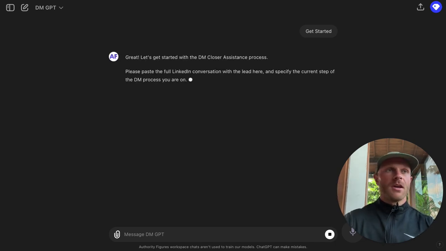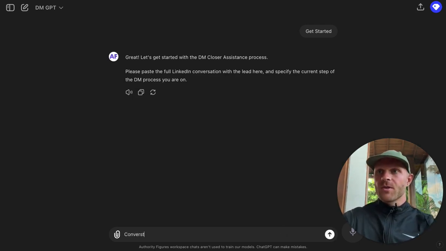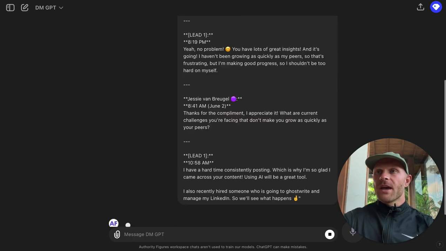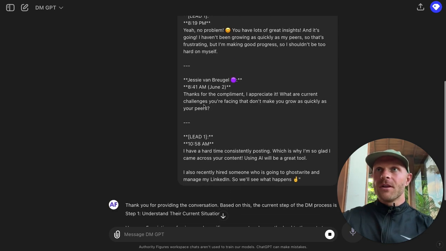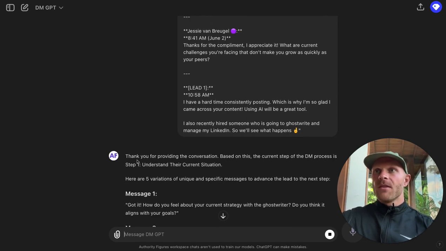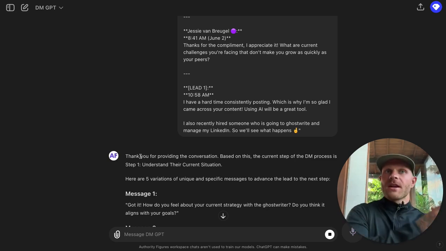Then the GPT is thinking about the next step. I have a lead conversation on the other side of my screen, and I'm just going to drop it in here so you can see a conversation we have with the lead. Of course, privacy wise, the names are out of there. As you can see here, this is my stuff, and this is the lead's information. Then the GPT understands where in the DM process this lead is, and based on this step, what the next step is going to be.